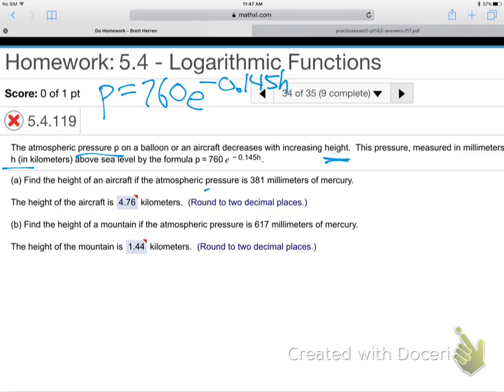Because then when they ask you a question, like in part A, pressure 381. Oh, so they're saying P is 381. So that means you just stick 381 in there for P and solve for h. And they want to know the height when you do that.